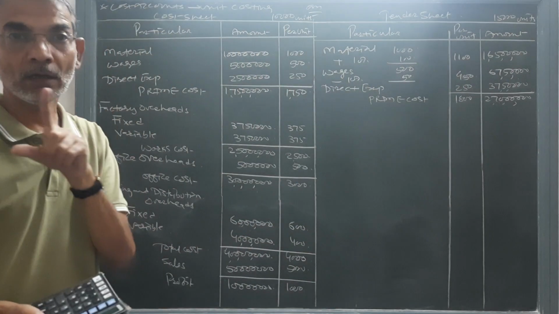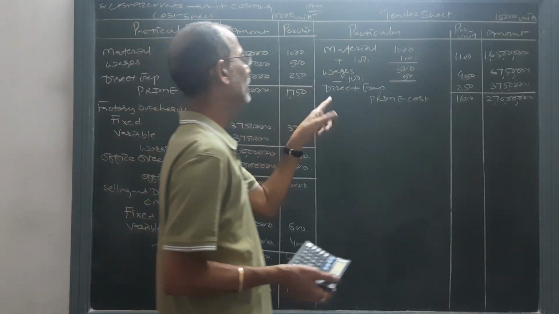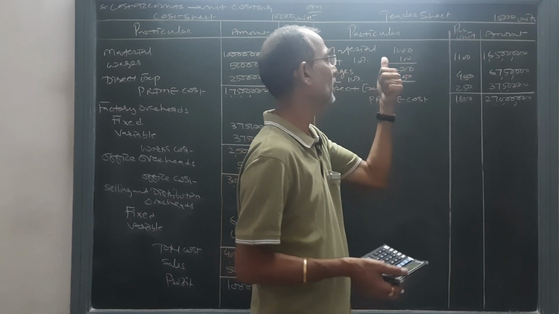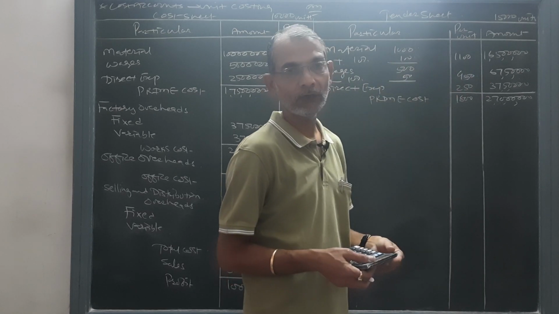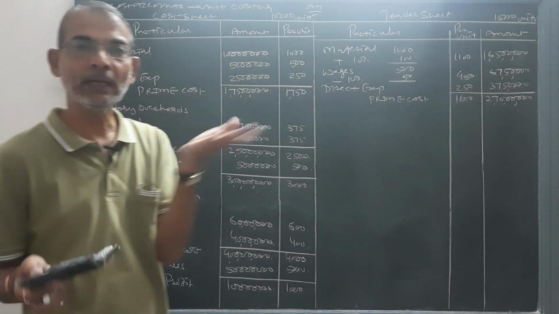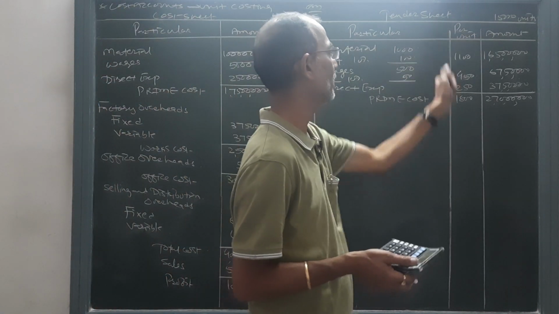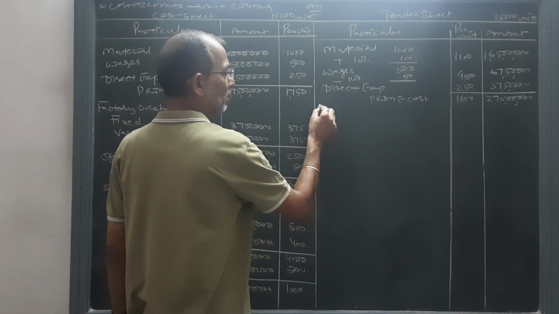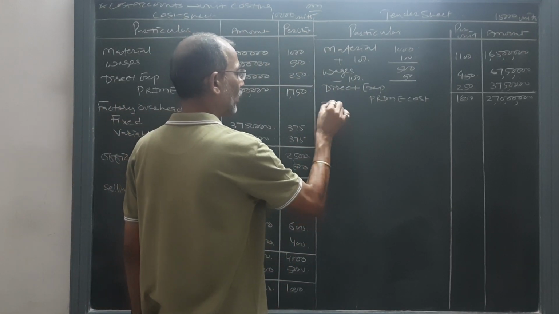For wages 10% is to be reduced, 450 will be per unit and multiplying it with 15,000 that will be 67 lakh 50,000. Direct expenses will remain as it is, so 250 into 15,000, 37 lakh 50,000. Now comes the number of factory overheads.